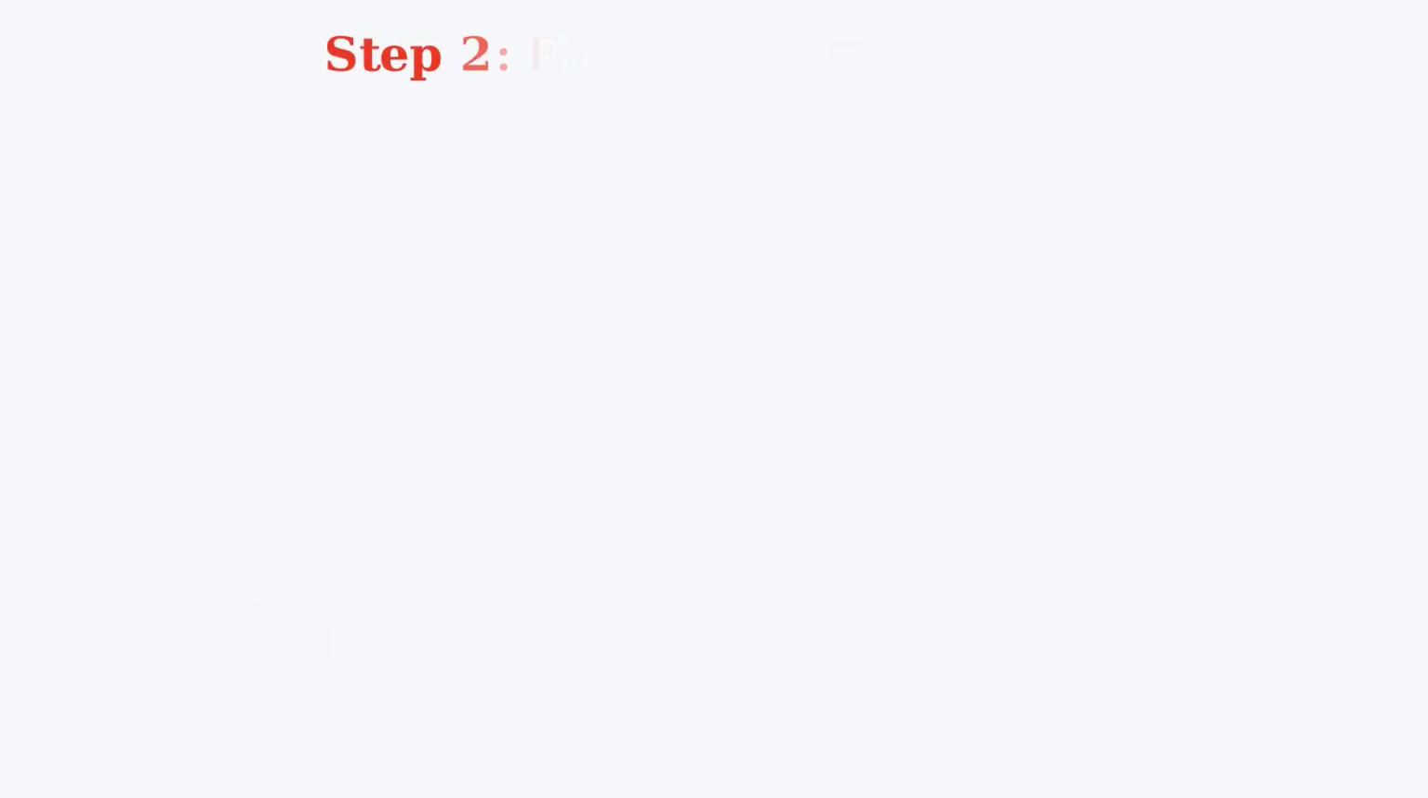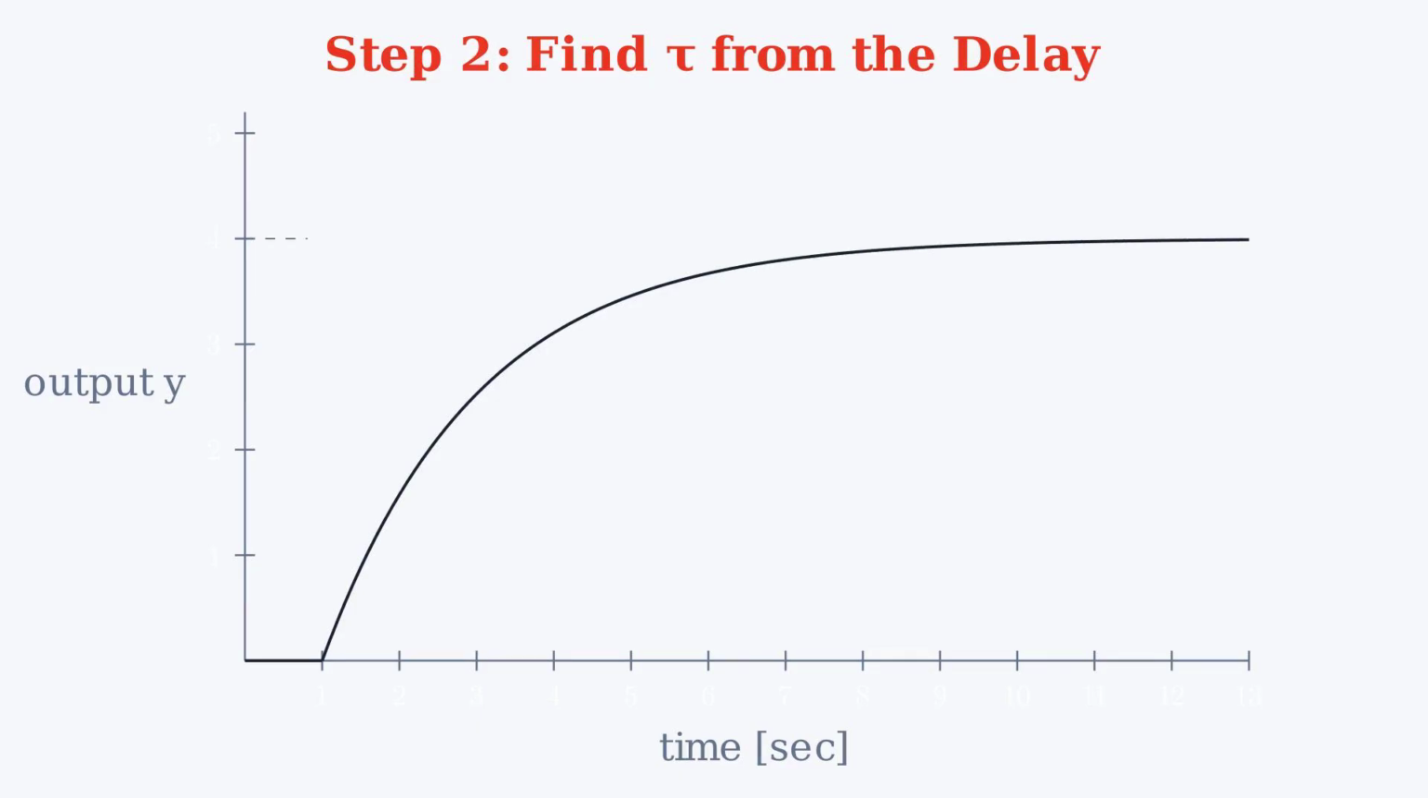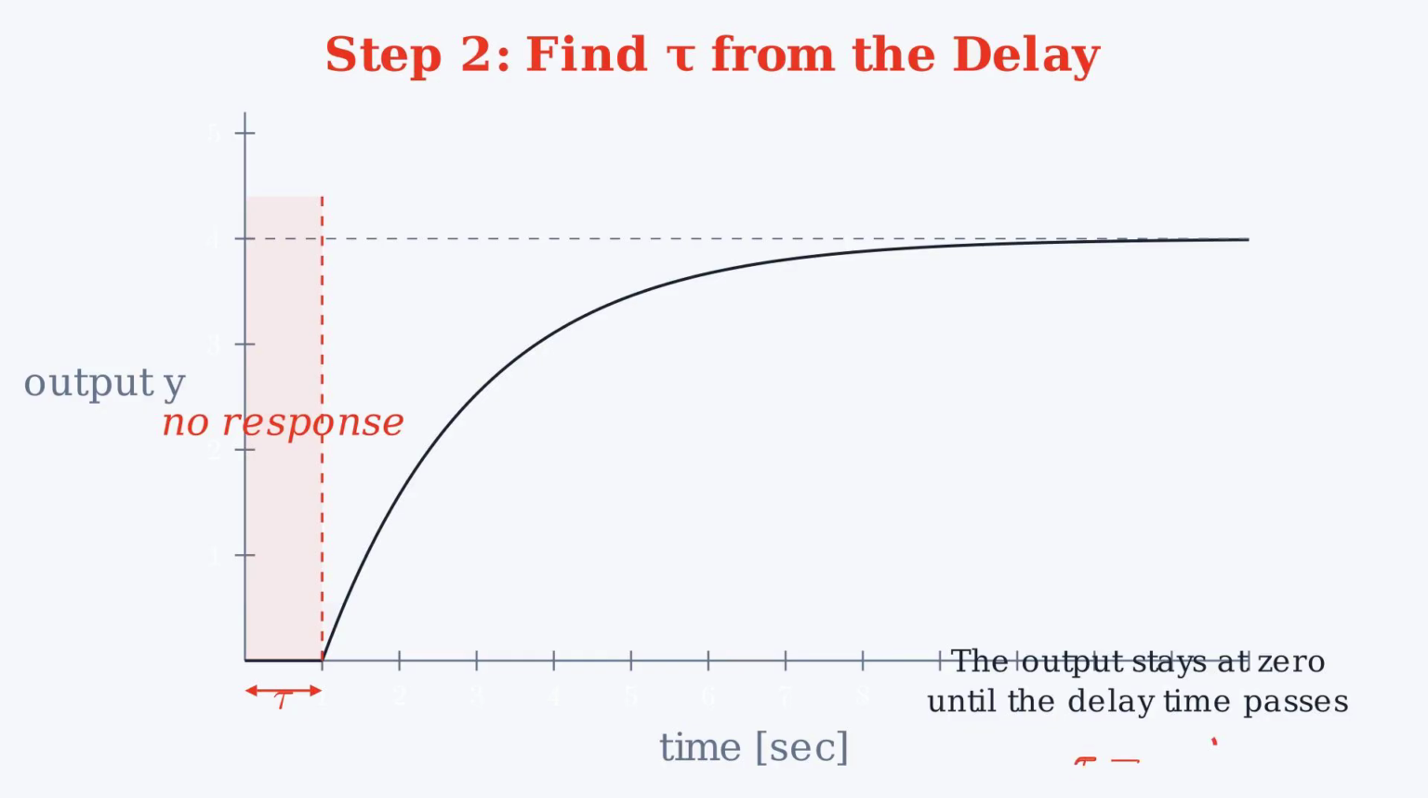Next, the time delay tau. Look at the very beginning of the graph. The output stays exactly at 0. It does not move at all. This flat region is the delay. The system has not started responding yet. From the graph, this 0 region lasts until time equals 1 second. At that moment, the curve starts rising, so tau equals 1 second.